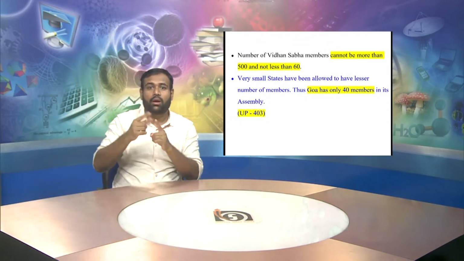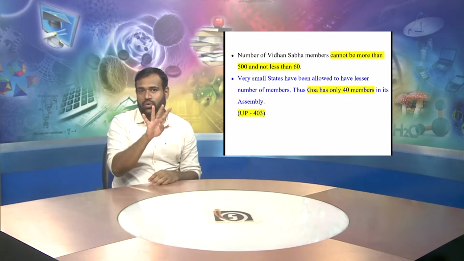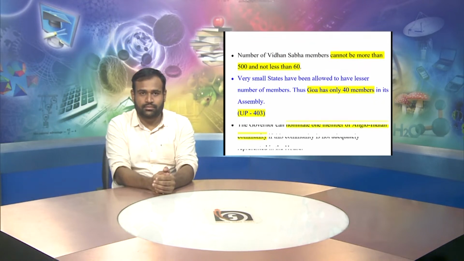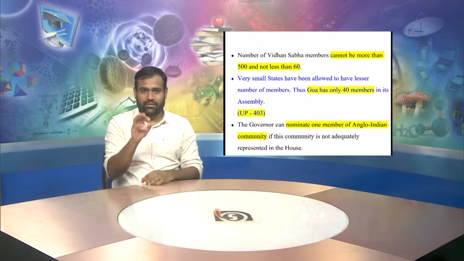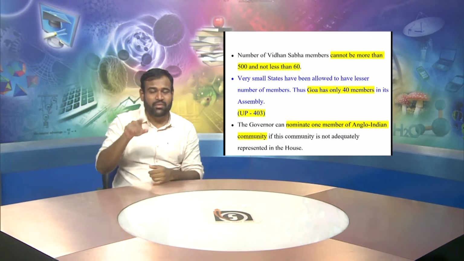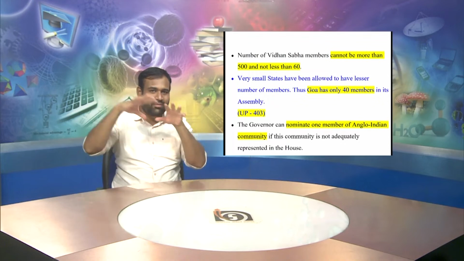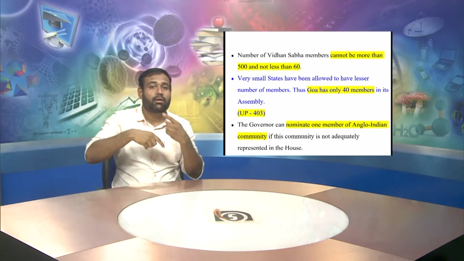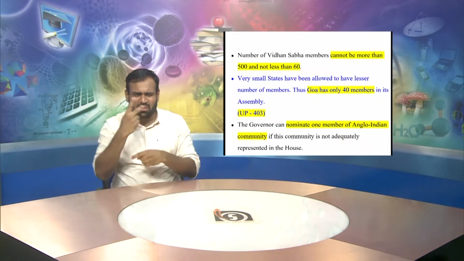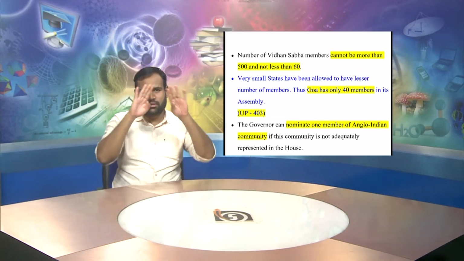Similarly, UP is a bigger place, so they have 403 members. The governor can nominate one member of Anglo-Indian community if this community is not adequately represented in the House. So in that case, governor has the power to nominate one member.